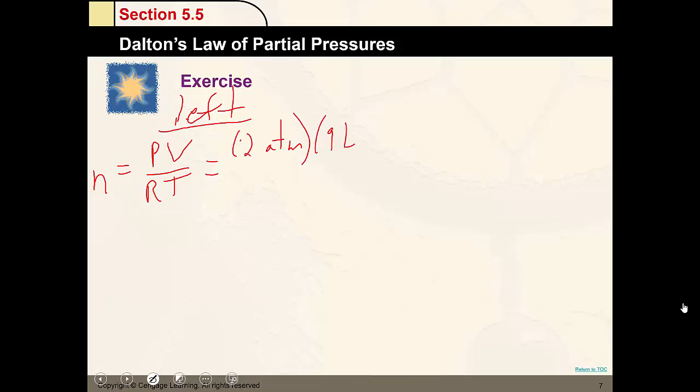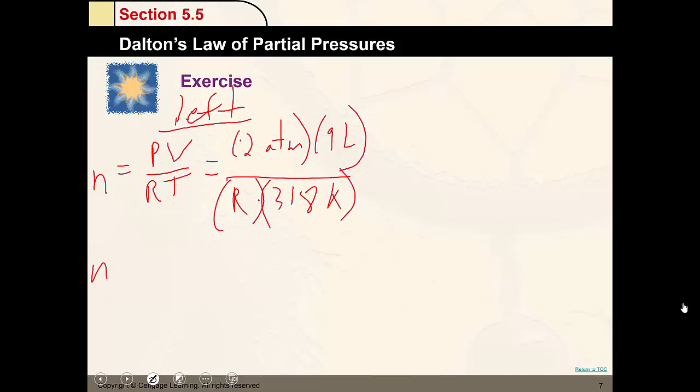Okay, so what we can do, we can get the number of moles of helium on the left side using the ideal gas law. We're solving for number of moles, so PV over RT. Our initial pressure there is 2 atmospheres. Our initial volume is 9. We use our known value of R. And then for temperature, remember it has to be in Kelvin. So 45 degrees Celsius plus 273 is 318 Kelvin.